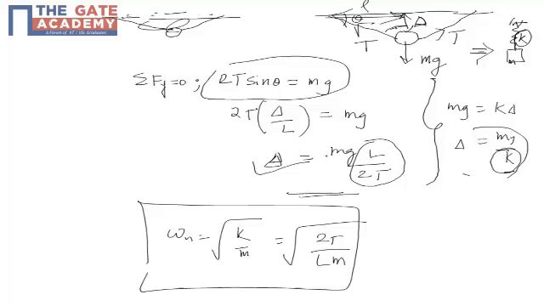When you stretch the mass m, the restoring force is increasing, and when you leave it, the restoring force becomes more than mg and it tries to bring it back. So there is a similarity in equations, that's why you use the natural frequency formula. Thank you.